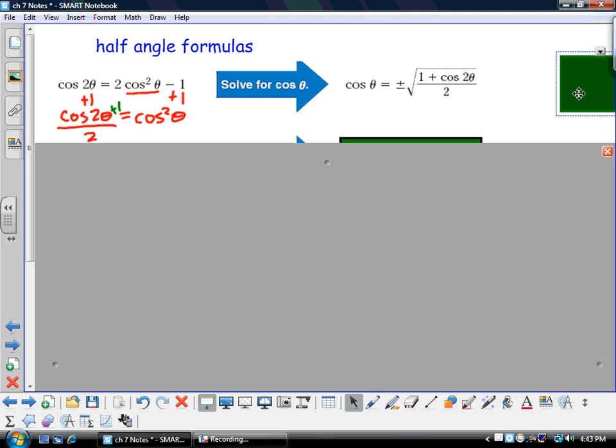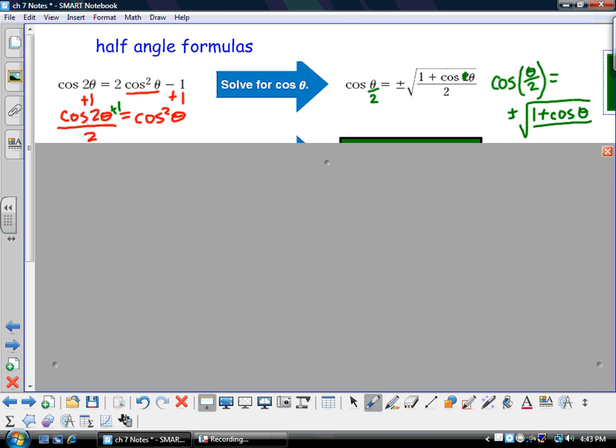The way it's going to be a half-angle formula is I'm going to replace theta with theta over 2. I'm going to divide it in half. And if I divide that in half, I need to divide this one in half also, and I just get a theta. So the half-angle formula for cosine is the cosine of theta over 2 equals plus or minus the square root of 1 plus the cosine of theta over 2.